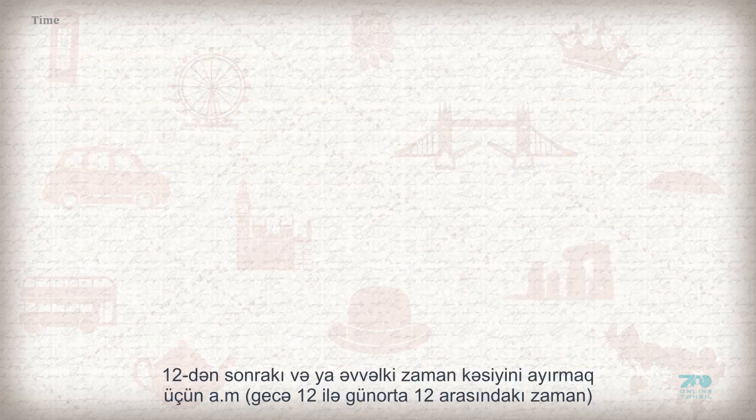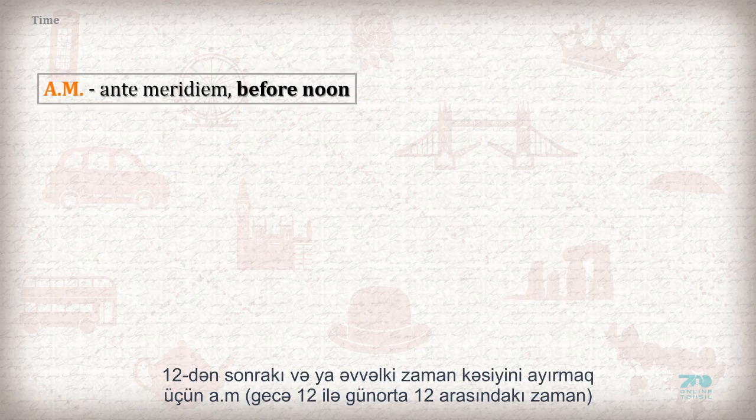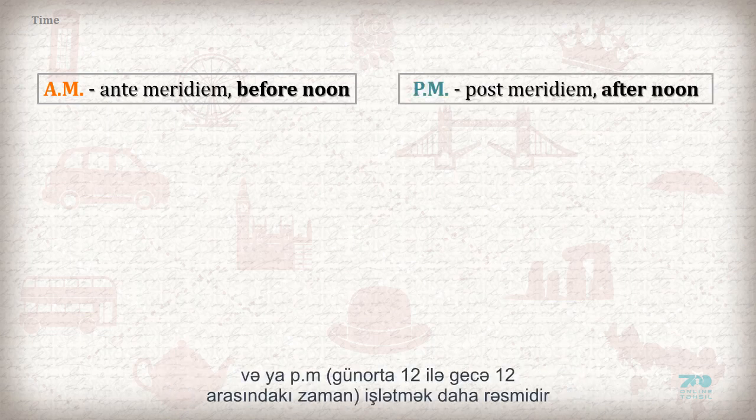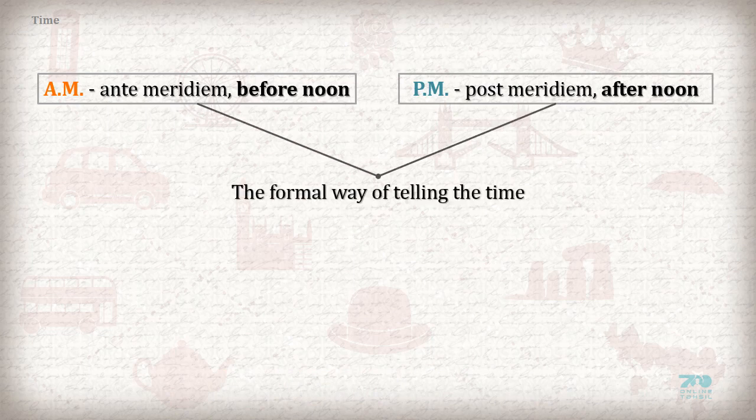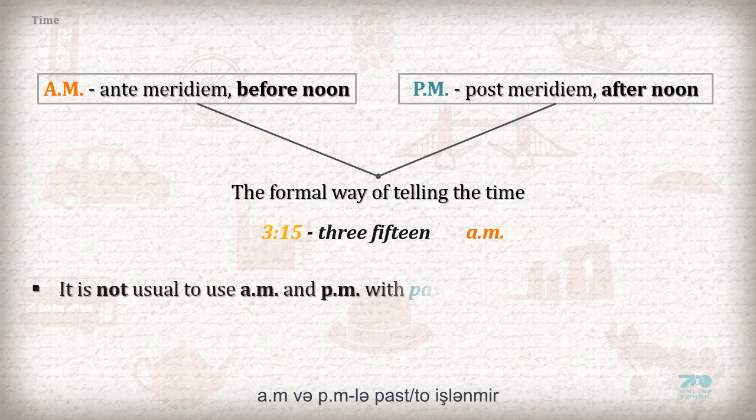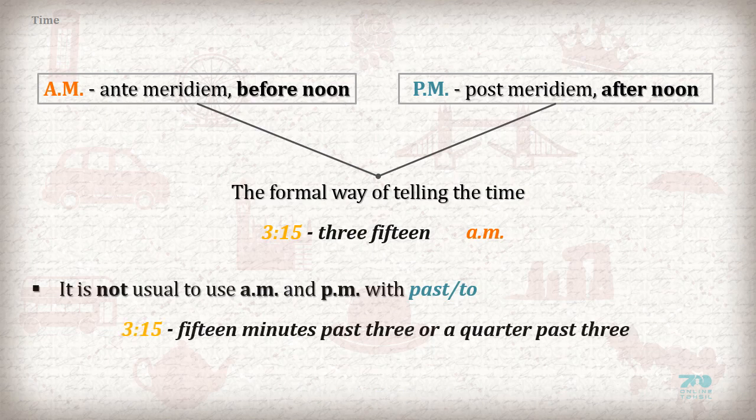A more formal expression to indicate whether the time is before noon or after: a.m. and p.m. A.m. is ante meridian, before noon; p.m. is post meridian, afternoon. Use this expression only with the formal way of telling the time. Example, 3:15, 3:15 a.m. It's not usual to use a.m. and p.m. with past too. Example, 3:15, 15 minutes past 3 or 3:15.